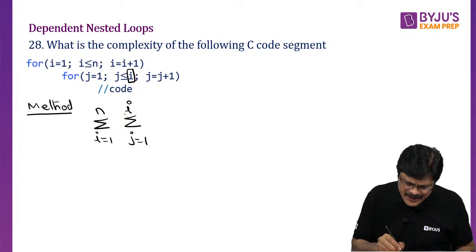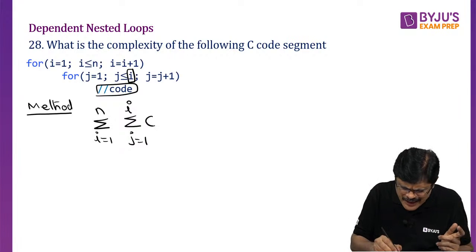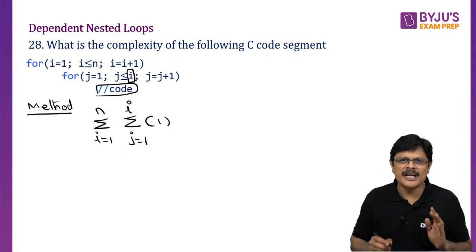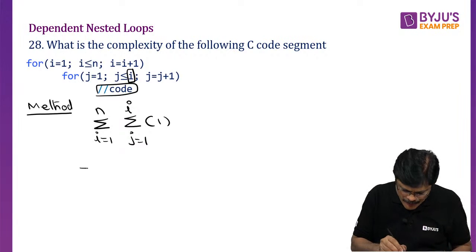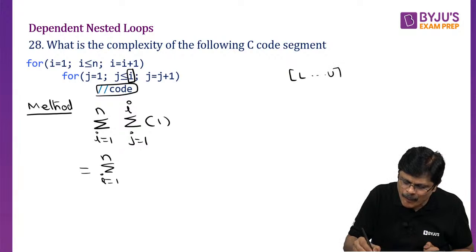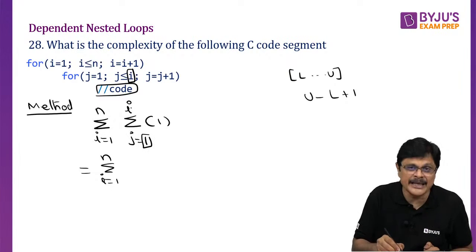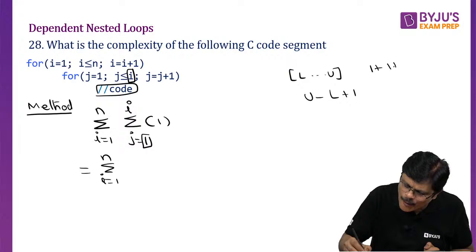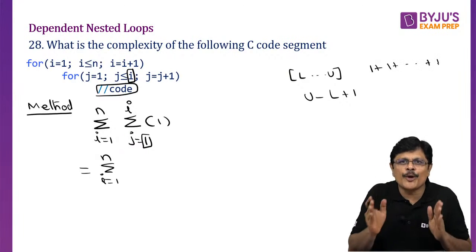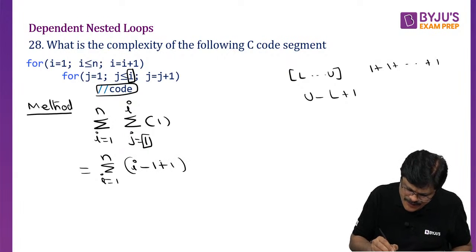Now you understand, j varies from 1 to I. And the code may be one statement or two statements, so for simplicity I am taking the constant as 1. If it is 2 or 10, that can be taken outside. Now this is what we have to simplify: sigma I equal to 1 to n. Whenever you are going from a lower bound to an upper bound, the number of terms is given by upper bound minus lower bound plus 1. So here you are going from 1 to I, and this 1 is added to itself upper bound minus lower bound plus 1 times. Here the upper bound is I, minus lower bound 1, plus 1 times. So these two get cancelled, which gives sigma I equal to 1 to n of I.